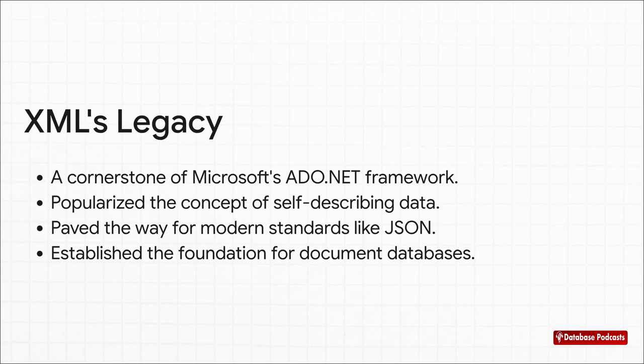So why does any of this matter to you today? Because XML's legacy is absolutely everywhere. It was a cornerstone of Microsoft's huge .NET initiative. Its whole concept of self-describing data directly paved the way for modern standards like JSON, which you see in practically every API today. And maybe most importantly, it established the foundational ideas behind document databases, a huge part of the NoSQL world. The principles XML introduced are still fundamental to how we move data around the internet.